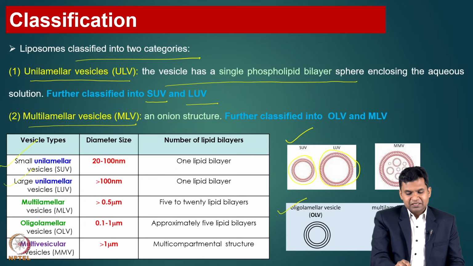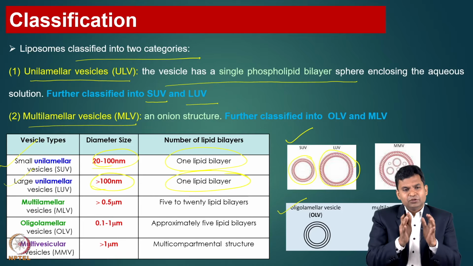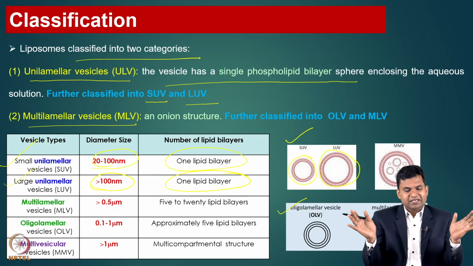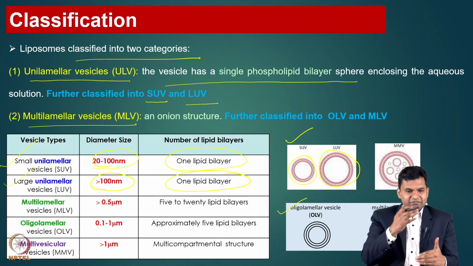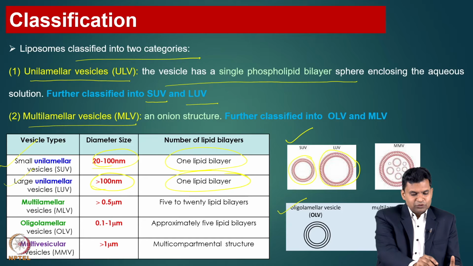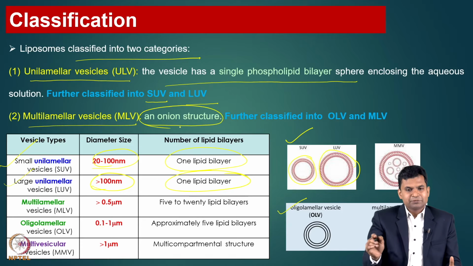Based on their lipid layers and the size, small unilamellar vesicles range from 20 to 100 nanometer, whereas large unilamellar vesicles are more than 100 nanometer. So, the unilamellar vesicles are classified into two categories, small and large unilamellar vesicles, and further there are multilamellar vesicles, which contain onion type structures.